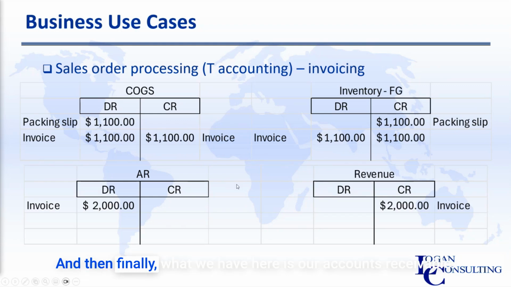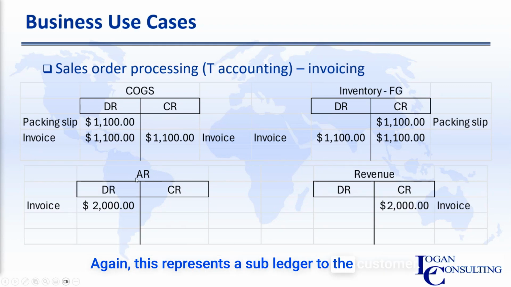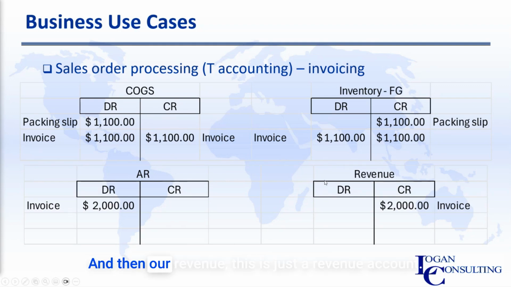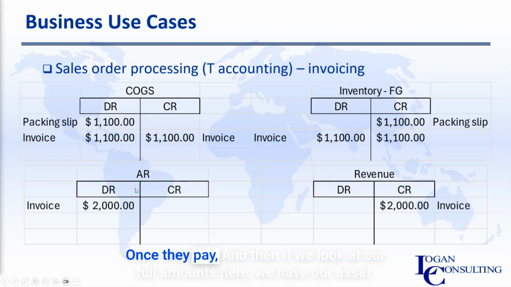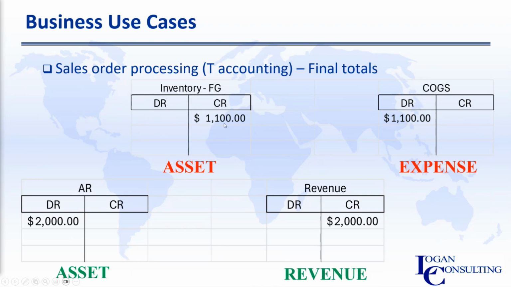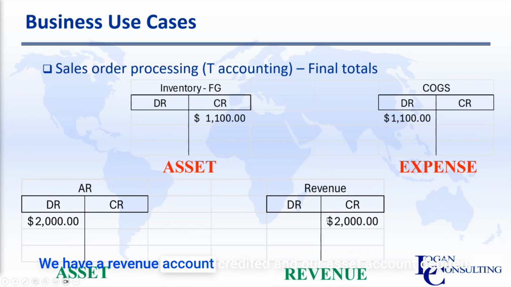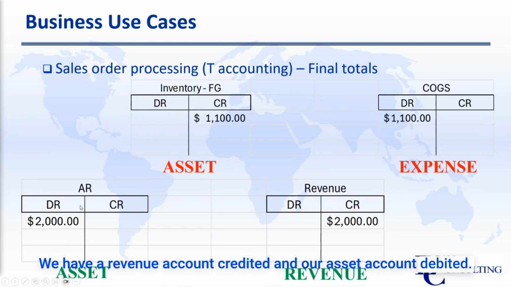And then finally, what we have here is our accounts receivable. Again, this represents a subledger to the customer, and then our revenue. This is just a revenue account. We're crediting that, and we're debiting our accounts receivable. This represents the cash we will receive once they pay. And then if we look at our full amounts here, we have our asset credited, our COGS debited, that's an expense account. We have our revenue account credited and our asset account debited.